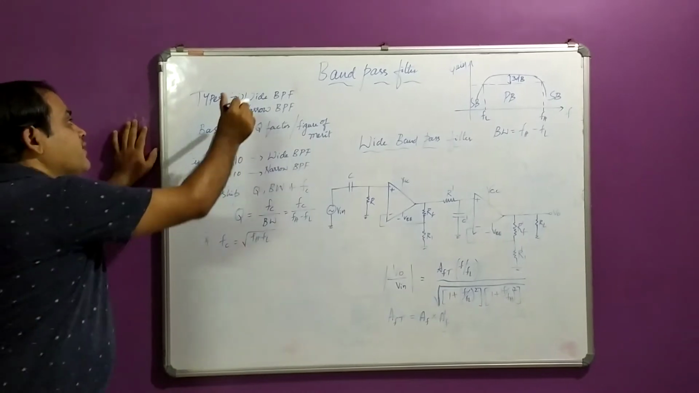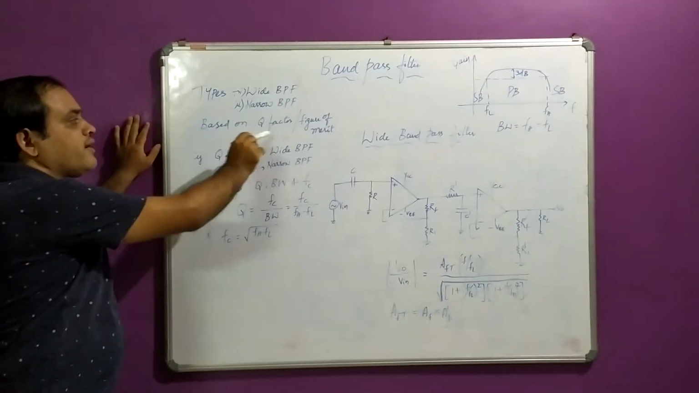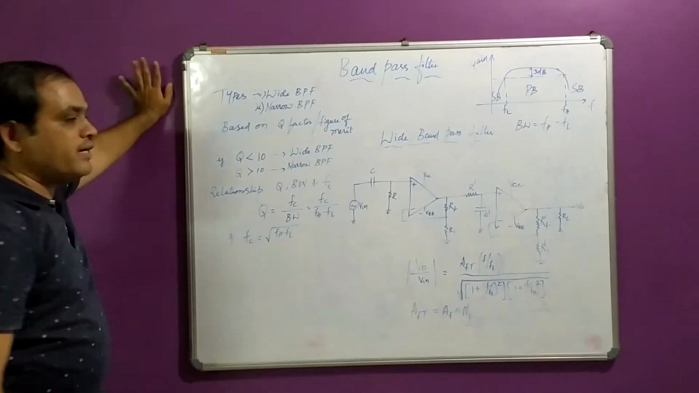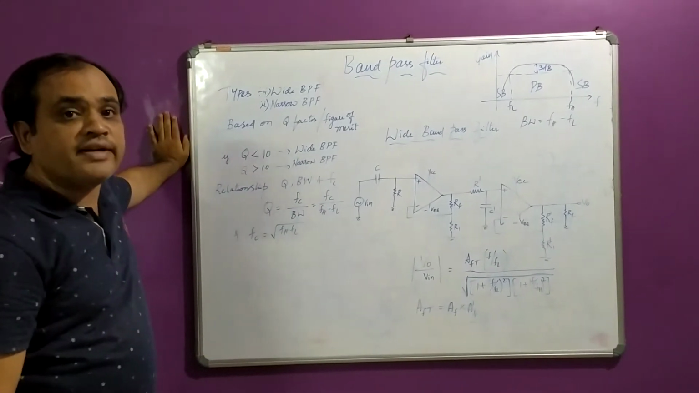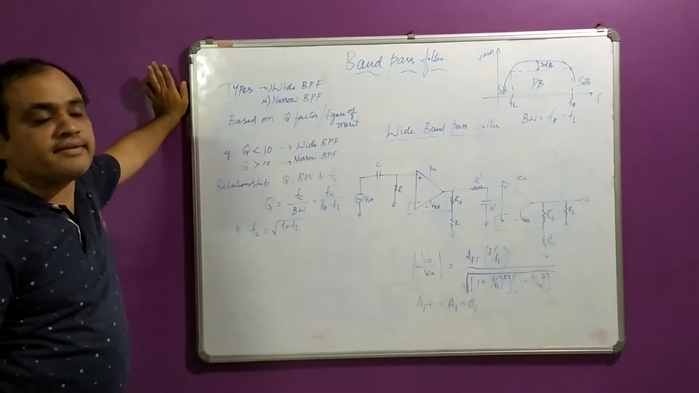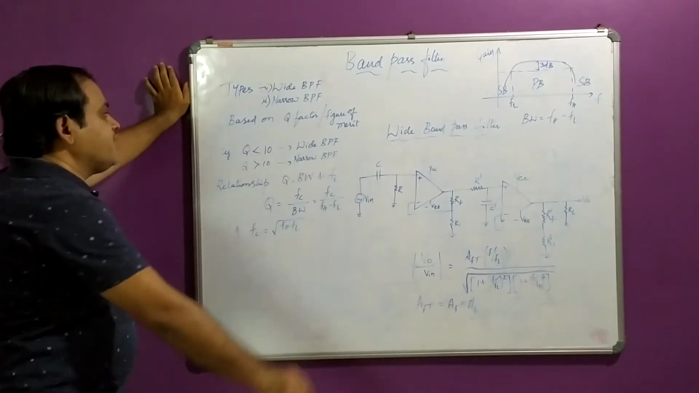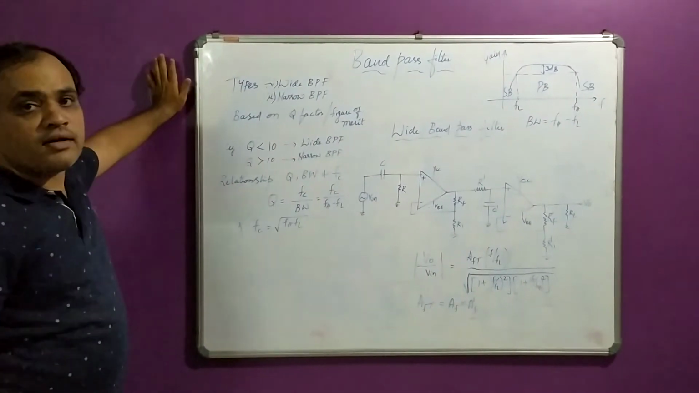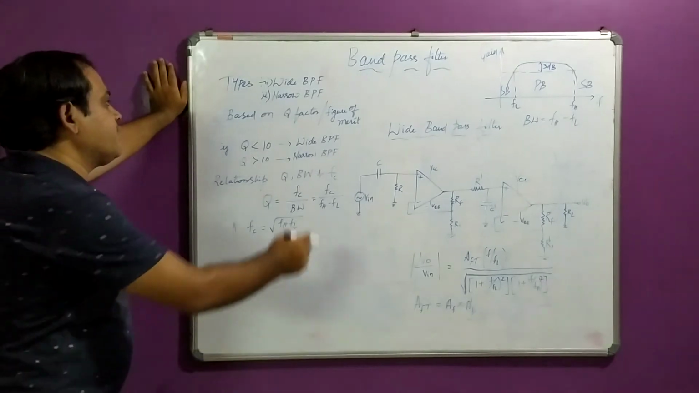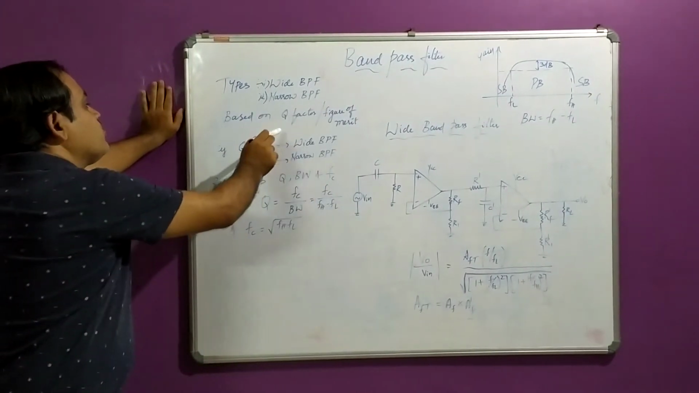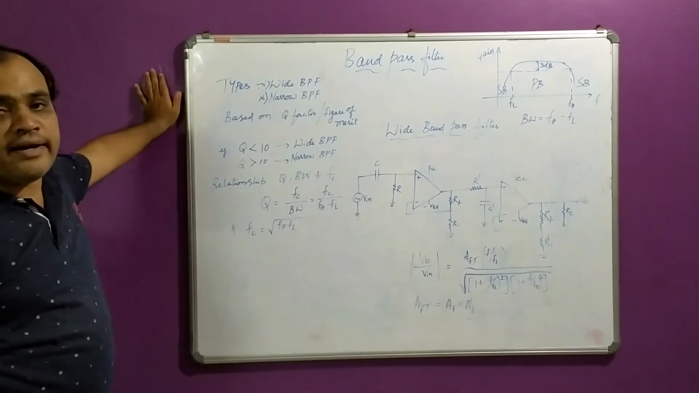Now this classification is made purely based on the Q factor, or quality factor, also called the figure of merit. It is defined as a measure of selectivity. In other terms, the more the Q, the greater the selectivity. So the greater the Q value, the greater is the selectivity. That means the more the Q, the narrower the band you are going to observe.